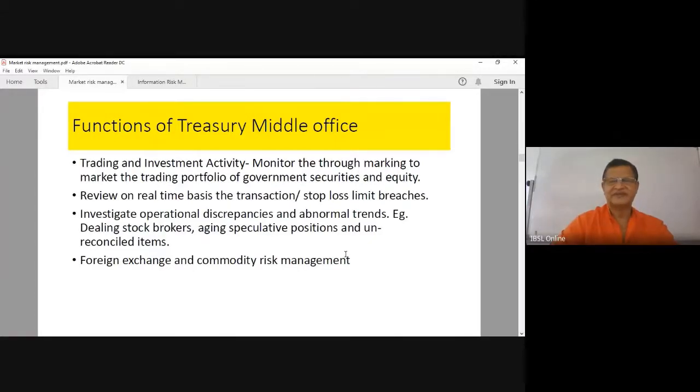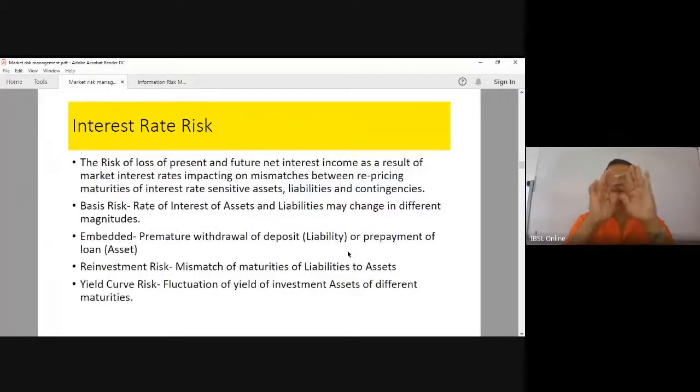Foreign exchange and commodity risk management also will be done by them. So we'll move on to types of risk. I told you when we started this, market risk is about interest rate risk, equity risk, foreign exchange risk, and commodity risk. So we looked at these four types of risk separately, and you will learn how you identify, how you measure, how you mitigate, and how you monitor, control and report these risks based on our risk management process.